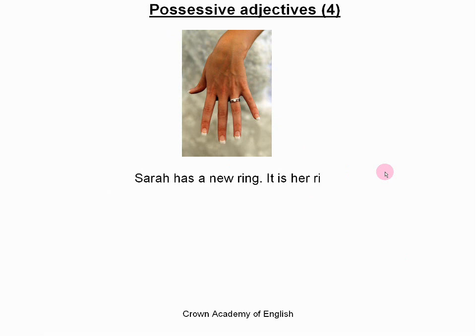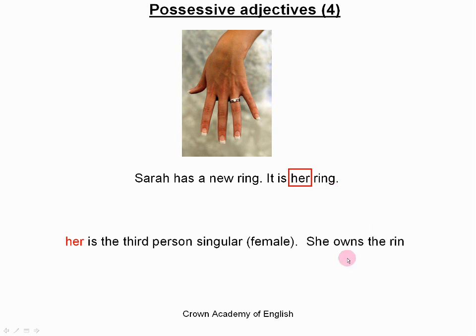Sarah has a new ring. It is her ring. Her ring. And her, again, is also the third person singular, but this time it is for female. Okay? Because Sarah is a lady. Okay? So we say her ring. She owns the ring. Okay? So it's the third person singular, female.